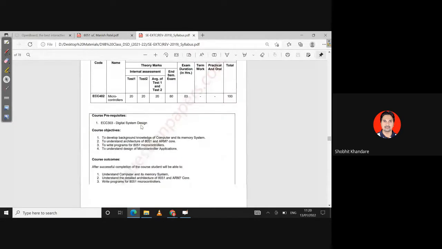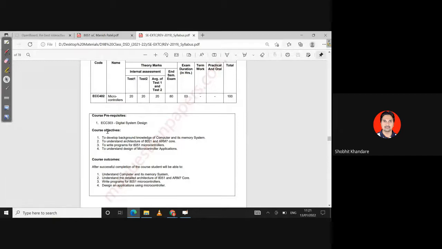Then see the prerequisite. The prerequisite is your DSD subject. Okay, so this is a transition from DSD towards the microcontroller. During this transition, some aspects of DSD are used in the microcontroller. So you should have knowledge of DSD to better understand this microcontroller subject. So DSD is the prerequisite.